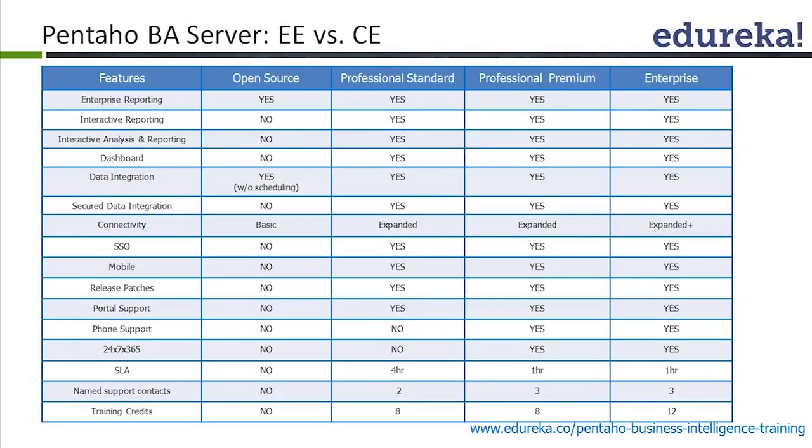It comes in two flavors, CE and EE, and these are the differences: what features come with CE, and what features do not come with CE. First one, enterprise reporting. The name itself says enterprise, so it is available only in Enterprise.